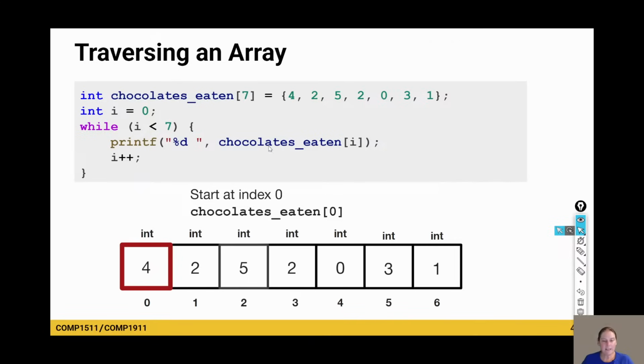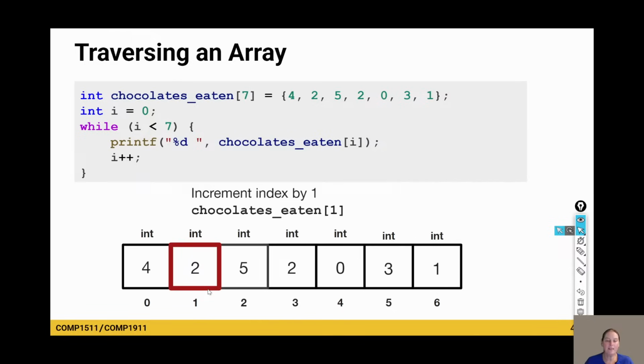So what's going on here? I'm just trying to print out the values in this array. I've got my while loop. Let's go through it. I starts at 0 and we'll end up printing out chocolates eaten at index 0. So it'd print out the 4. Then when we add 1 to I, we're going to end up printing the 1 at index 1. So we'd print out this element.